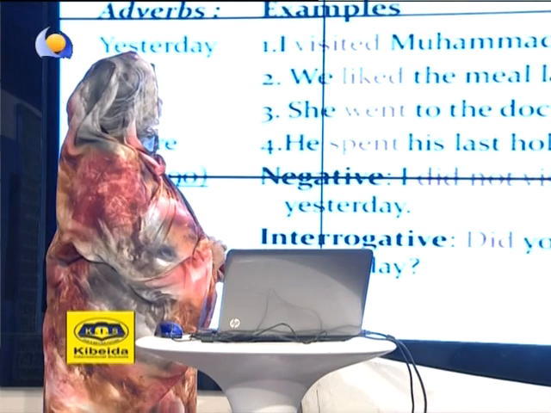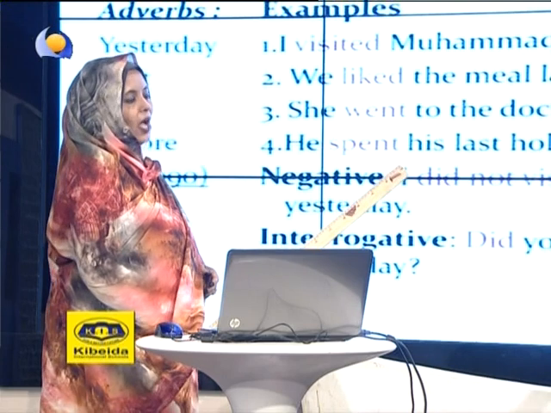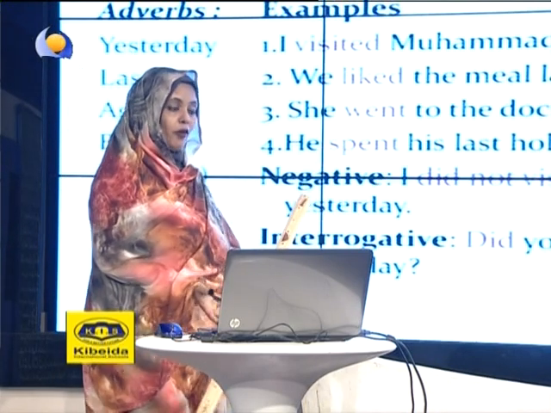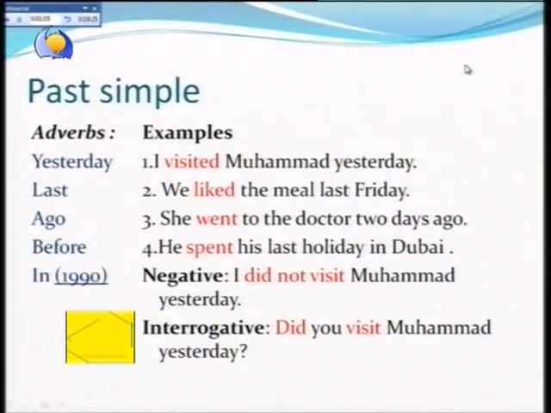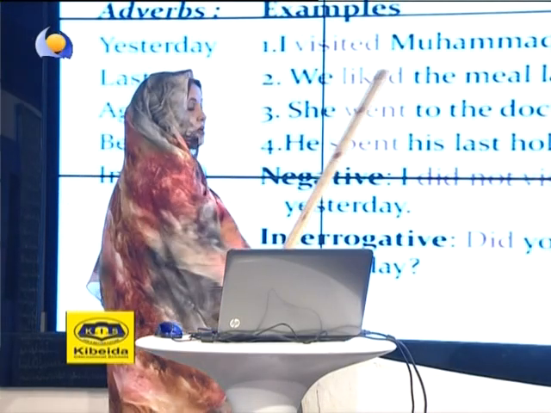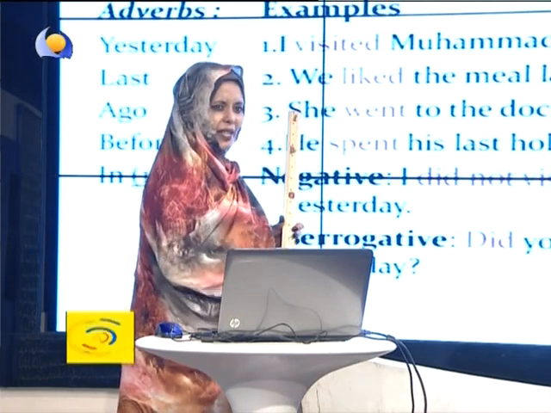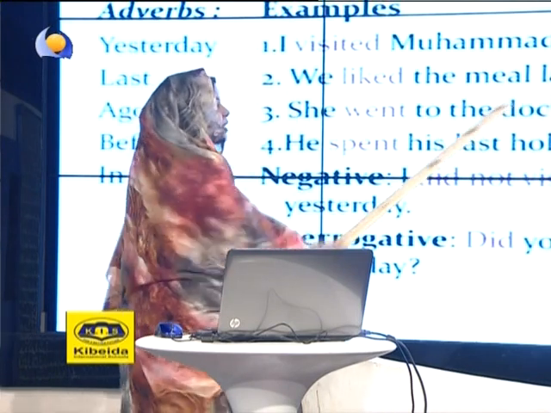Okay. For the past simple, we add D or ED to regular verbs. And some verbs change their form and we call them irregular verbs. For example, for visit, the past tense is visited. I visited Muhammad yesterday. For the verb like, you simply add D. We liked the meal last Friday. Mom prepared some porridge and tegeliya last Friday and you liked it, okay? So we like the meal. I usually like meals on Friday. They look different, yes? Not like the whole week. We liked the meal last Friday.